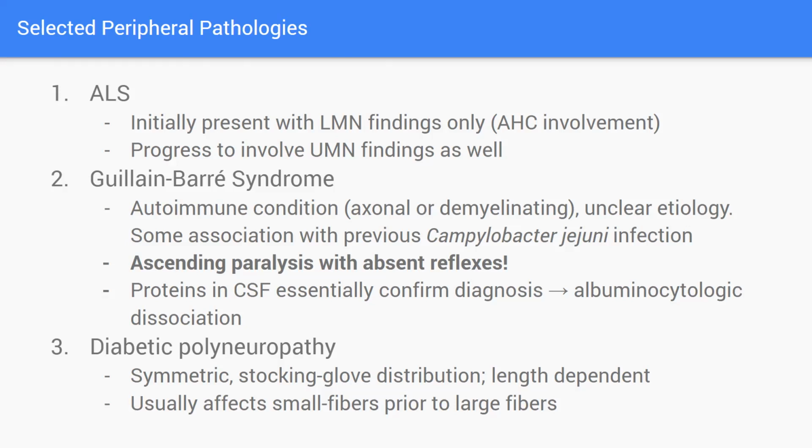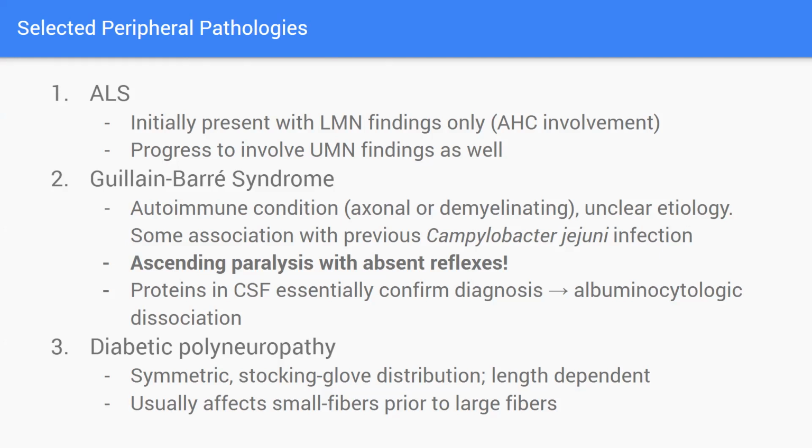And the typical clinical presentation here is ascending paralysis with absent reflexes. Another thing to look for is proteins in the CSF, which can be used essentially to confirm the diagnosis. And you may hear or read about albuminocytologic dissociation because you have an increase in the proteins in the CSF without having an increase in the number of cells.